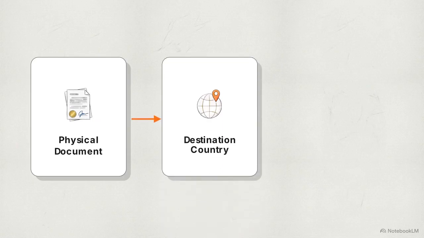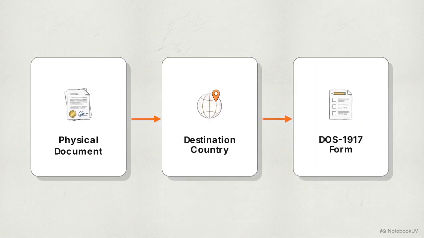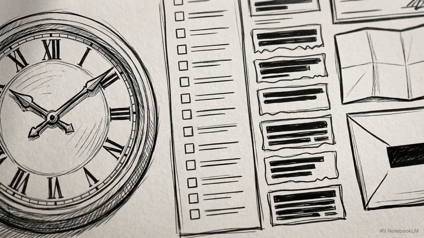Before you take a single step, you need 3 things in hand: the physical document from your client, the exact destination country where the document will be used, and a blank DOS 1917 form. Securing these elements up front guarantees you have the baseline information needed to protect your client's timeline.